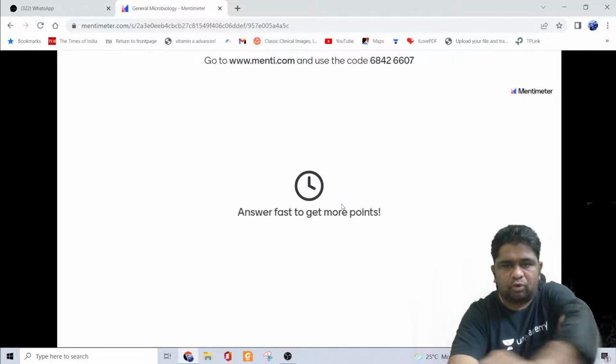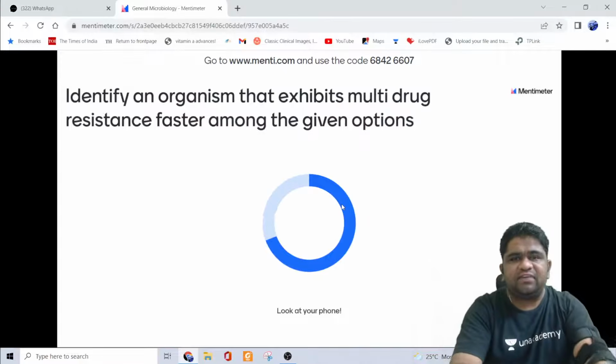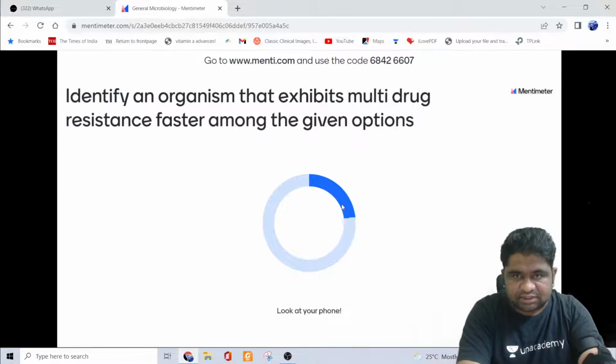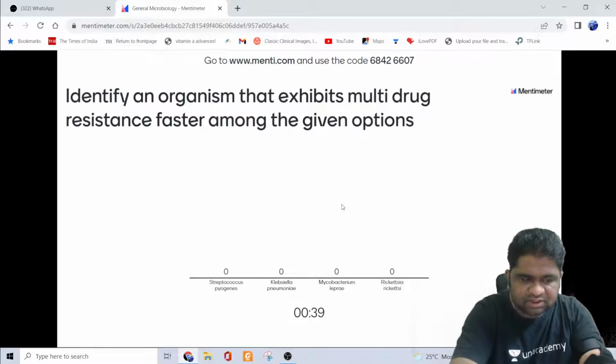Answer fast to get more points. Identify an organism that exhibits multi-drug resistance faster among the given options. Is it Streptococcus pyogenes? Is it Klebsiella pneumoniae? Is it Mycobacterium leprae? Or is it Rickettsia rickettsii? Which one?